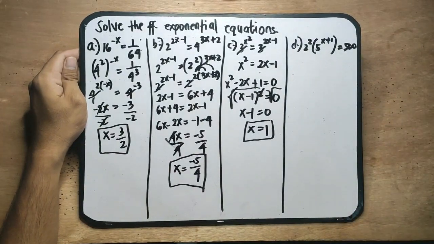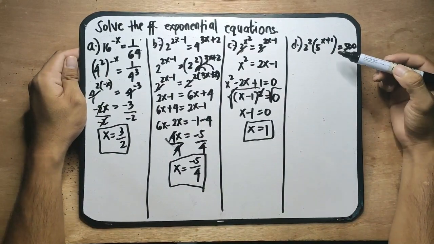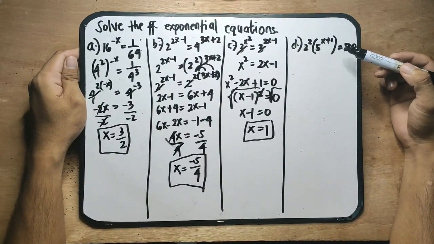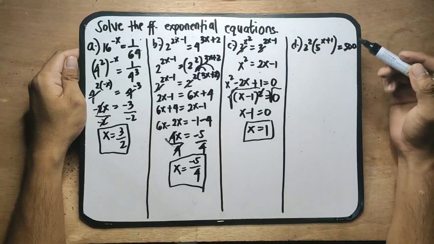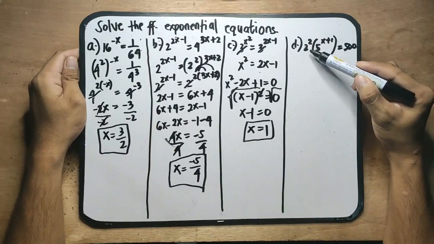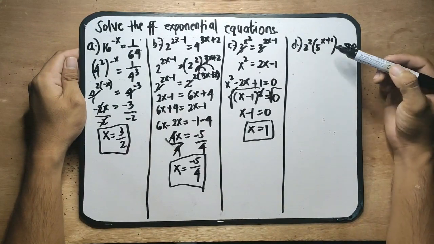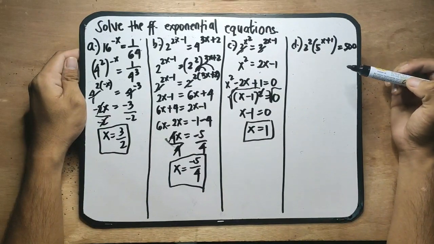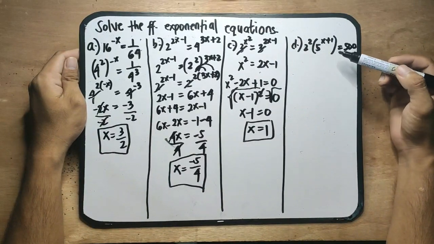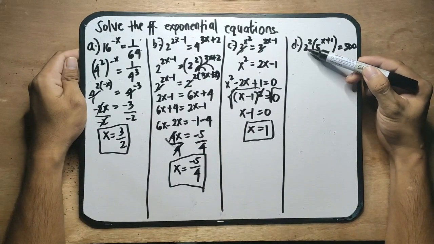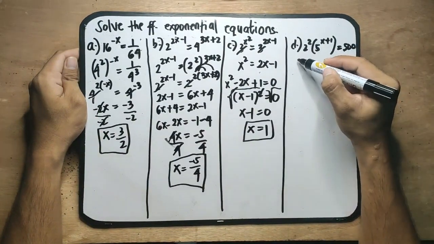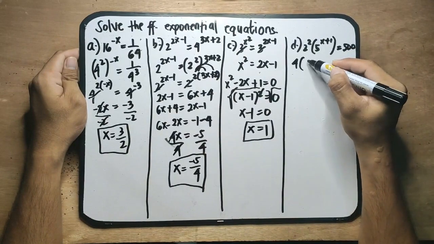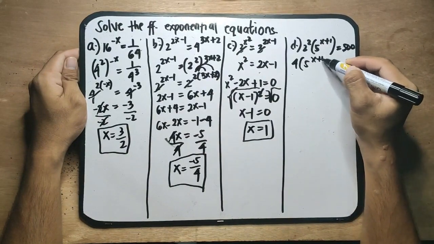Last example. So, 2 squared times 5 raised to x plus 1 is equal to 500. So, we expand this muna. Kasi before we can write the left and right hand side of the equal symbol in terms of same bases, dapat muna nating alisin ito. So 2 squared can be written as 4. Then we bring down 5 raised to x plus 1 is equal to 500.